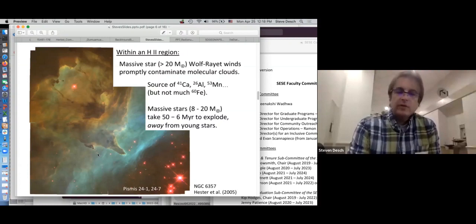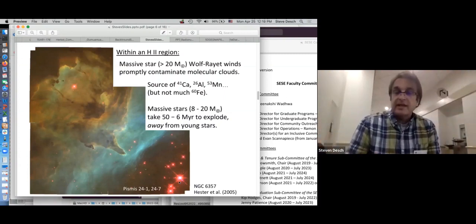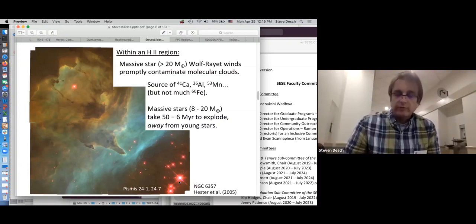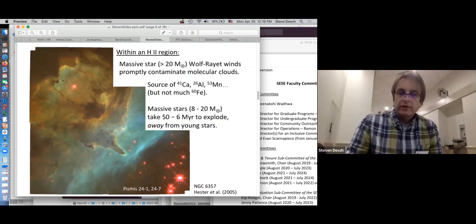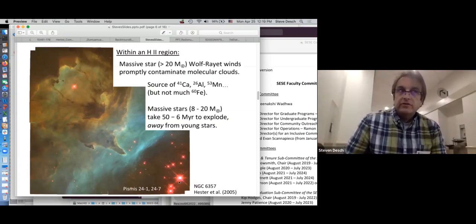And I point this out because all these stars form together. These new stars that are very massive, that explode within about 5 or 6 million years, will not have moved far away from the nebula. And so they have the opportunity to contaminate this molecular cloud material directly. And the longer it takes for a star to evolve, the further away from star forming regions it's going to be when it explodes.